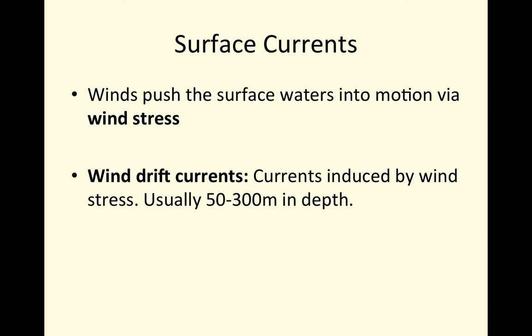Surface currents. Winds push the surface waters into motion via what's called wind stress. Simply said, winds dig into the surface of the ocean and force it into movement. Wind drift currents are currents that are induced by this effect, usually limited to the first 300 meters in depth.